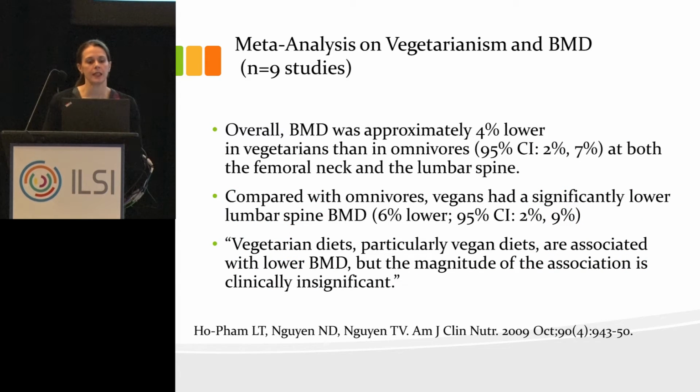What's interesting is in terms of bone health, overall bone mineral density was about 4% lower in vegetarians than non-vegetarians at 2 different sites in the body. And they had significantly lower spinal bone mineral density. However, these weren't really clinically meaningful, but it is something to keep our eye on that vegetarians may have lower bone health parameters.